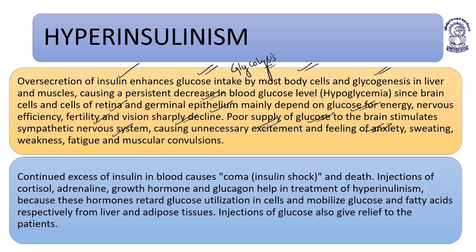So this is the oversecretion of insulin, which causes hyperinsulinism and hypoglycemia, low levels of blood sugar, and in chronic conditions it may cause coma or insulin shock.